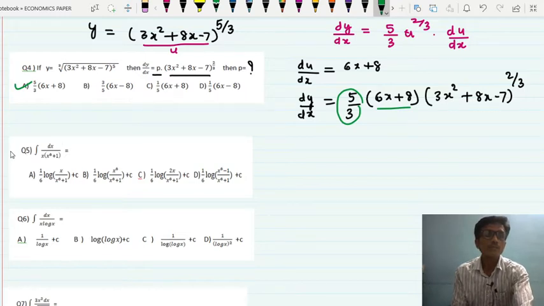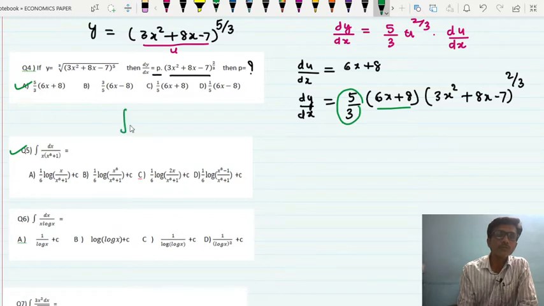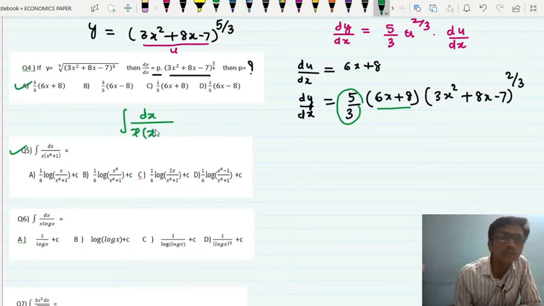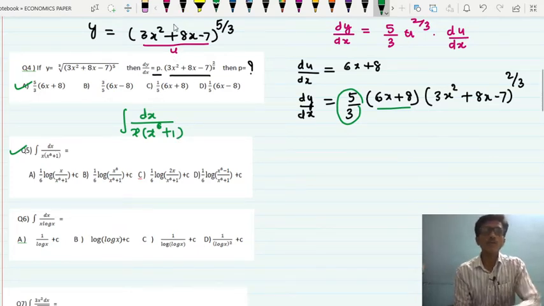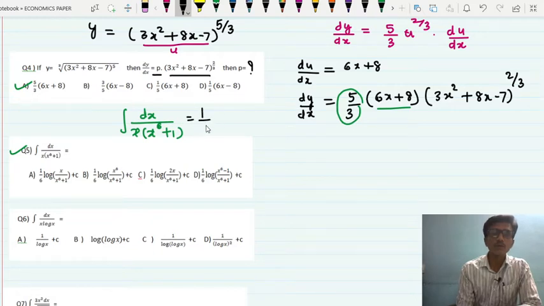Next is the fifth question. Here any question of this form, dx upon x into x raised to power 6 plus 1, listen how we solve this. You can easily mark that this is equal to 1 upon 6 log of x raised to power 6 upon x raised to power 6 plus 1 plus c.